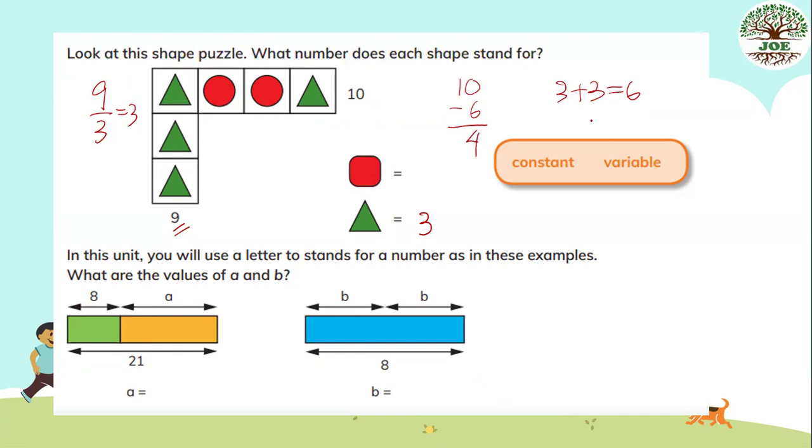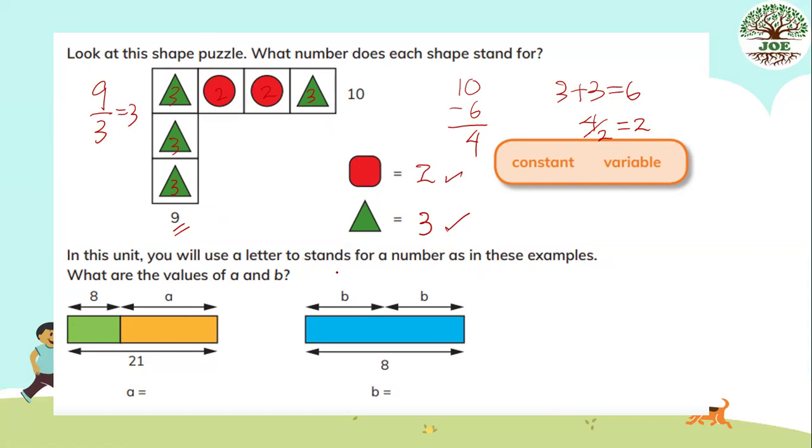4 is for 2 reds. For each red, we have to divide 4 by 2, it is 2. Okay, each red is 2. Okay, let's check the answer. 3, 3, 3 is 9. 2 and 3 is 5. 2 and 3 is 5. 5 plus 5 is 10. Okay, our answer is correct. And in this unit, you will use a letter to stand for a number as in these examples. Okay, a letter stands for a number.